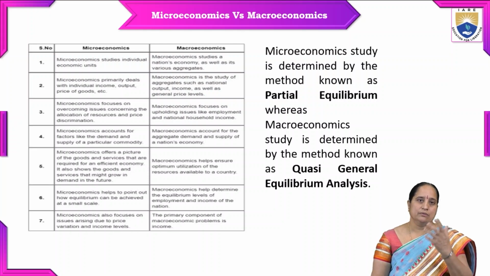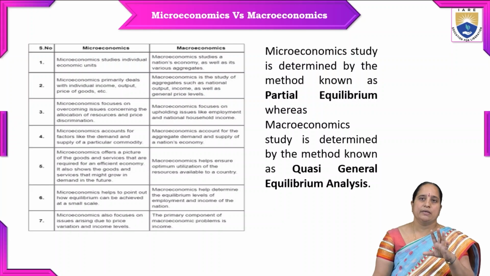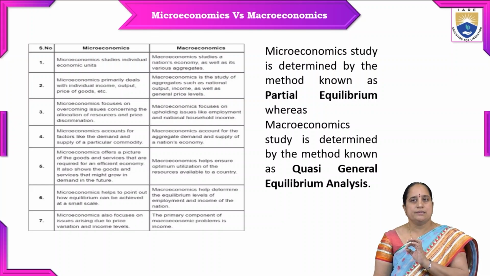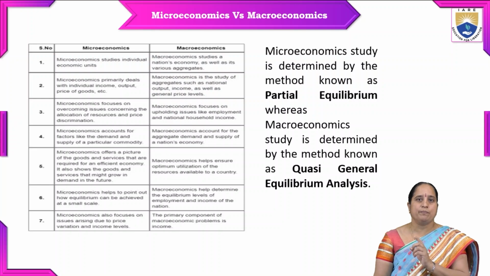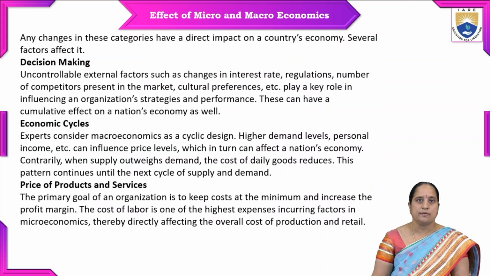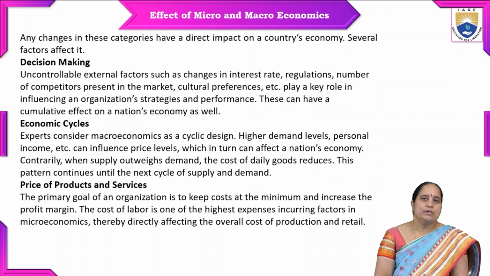So these are some of the differences between micro and macroeconomics. Microeconomic study is determined by the method known as partial equilibrium, whereas macroeconomics is determined by the method known as quasi-general equilibrium analysis. And what is the effect of micro and macroeconomics? Any changes in these categories have a direct impact on a country's economy.